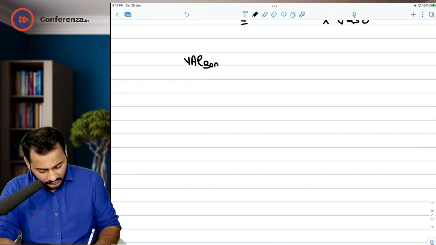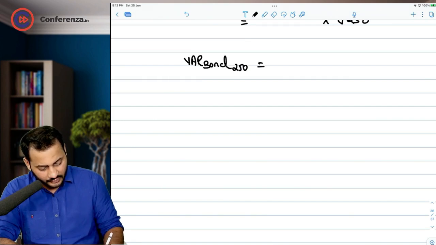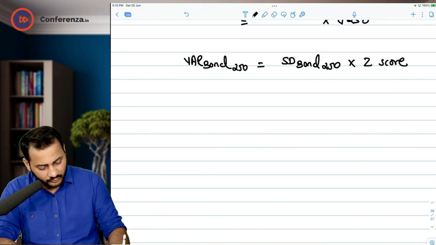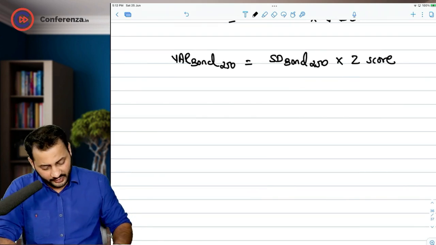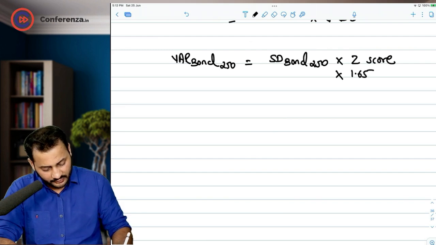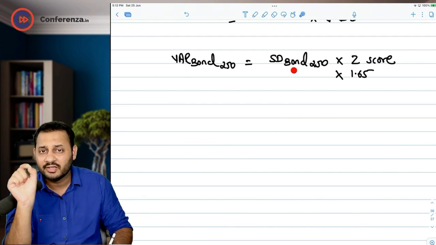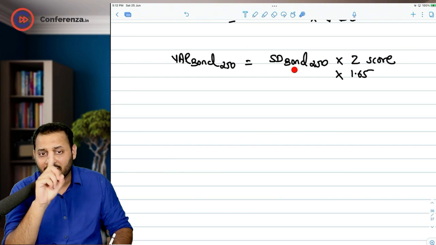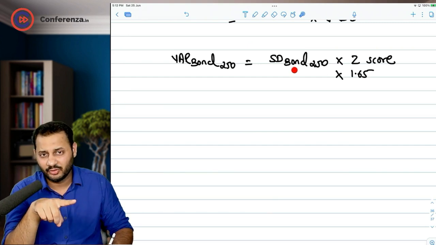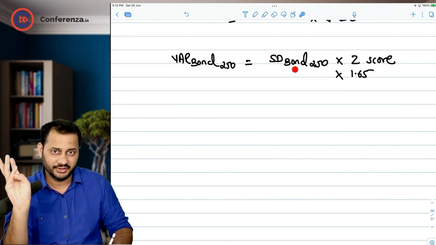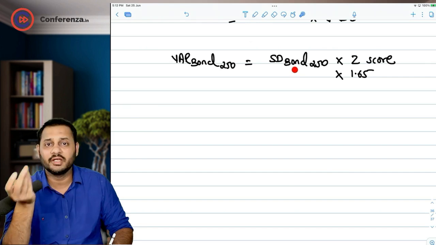VAR of the bond for 250 days is equal to standard deviation of the bond for 250 days into z-score. This is the basic formula for any VAR calculation. We know the z-score value, that is 1.65. But now we need standard deviation of the bond for 250 days, and this is not given to us in the question. But we can calculate that if we know the portfolio standard deviation and the equity standard deviation. But both of these are also not given in the question.